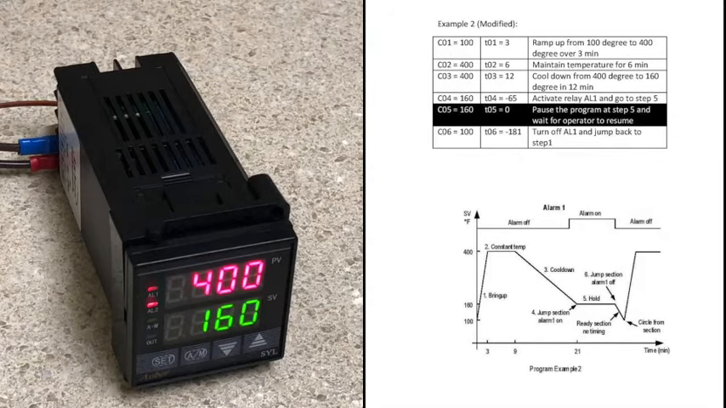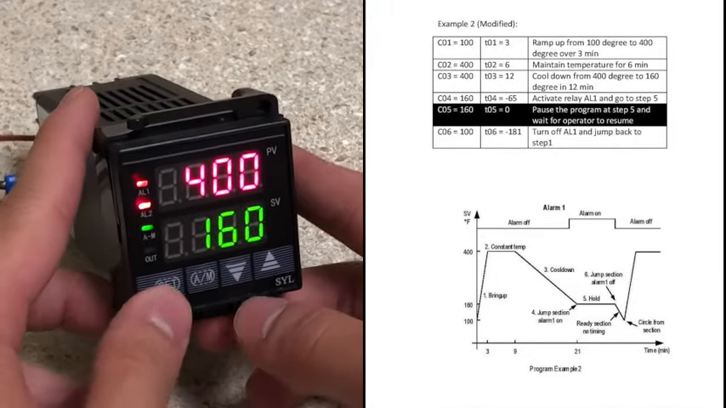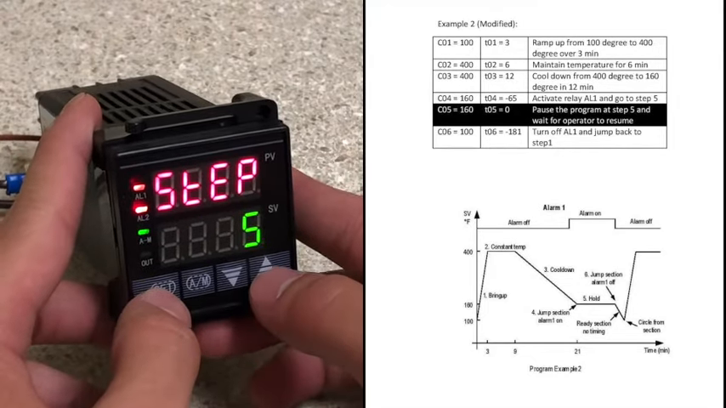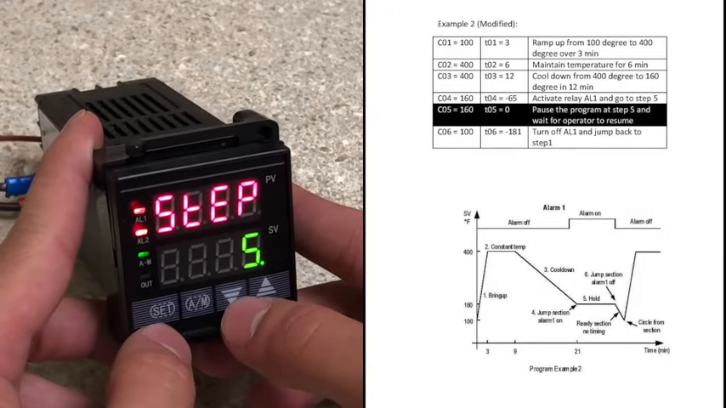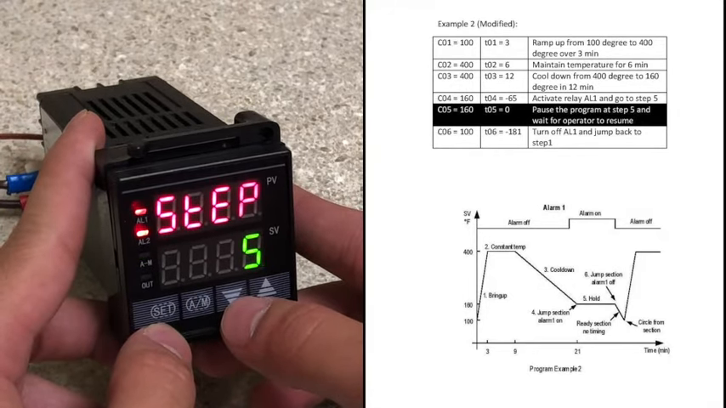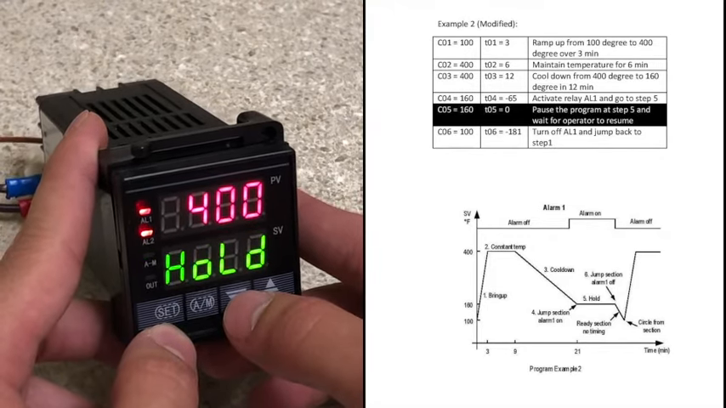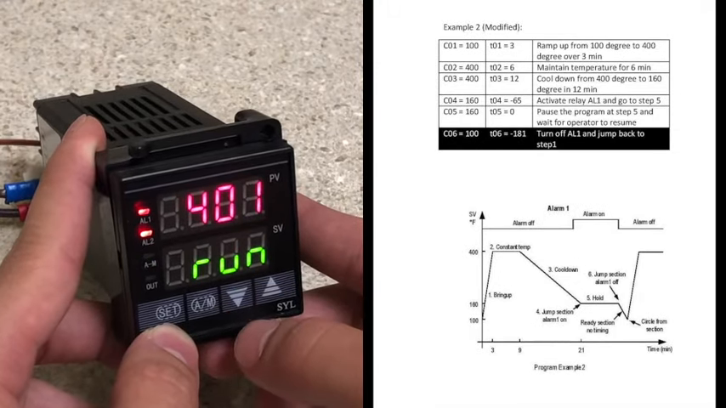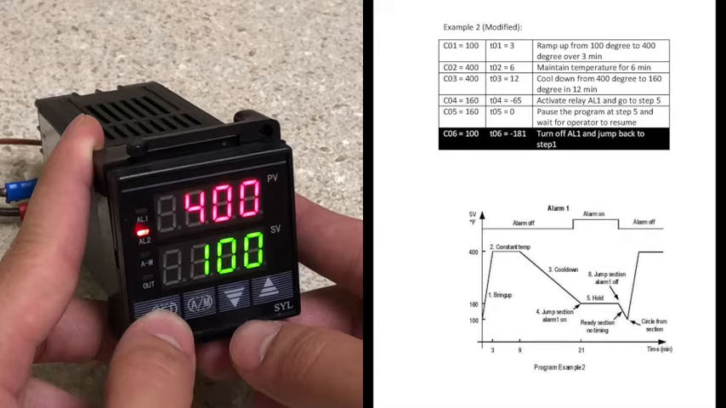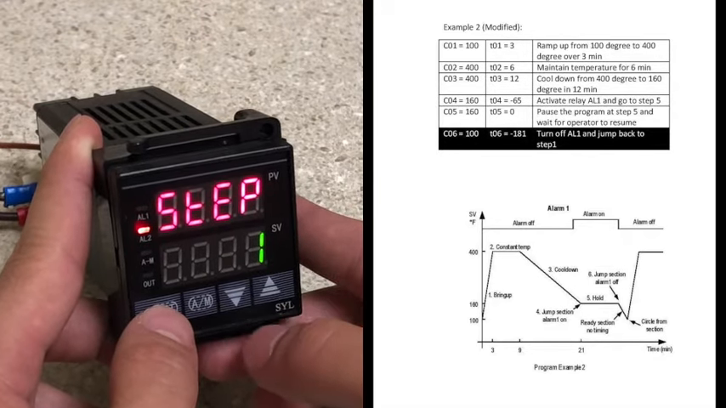Okay, now my program is finished. I'm just going to check the step. Now I'm going to restart my program by holding the down arrow key. I'm just going to check this step, make sure that it's at step 1.